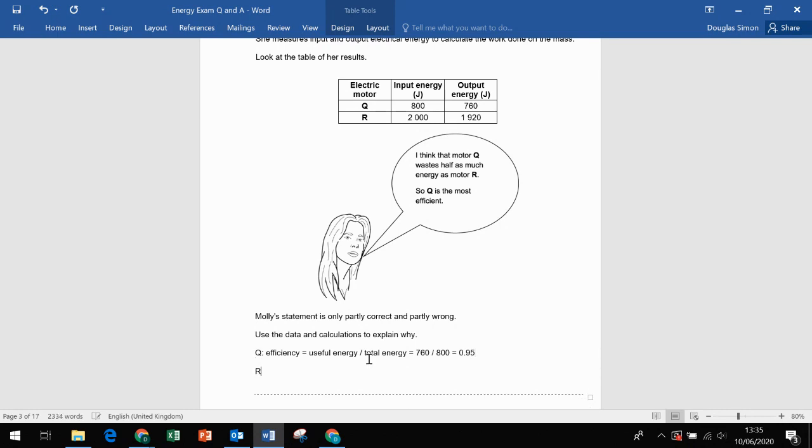Let's look at R. So efficiency equals useful energy divided by total energy, which equals 1920 divided by 2000, which is 0.96 or 96%. So Q is not the most efficient, R is. So which bit of her statement is correct? I think that motor Q wastes half as much energy as R.